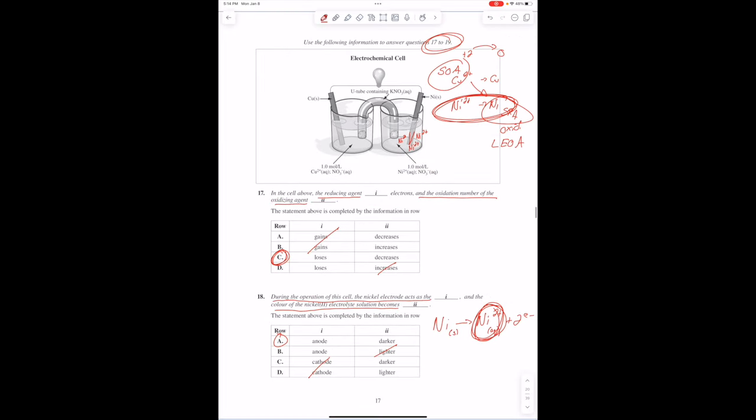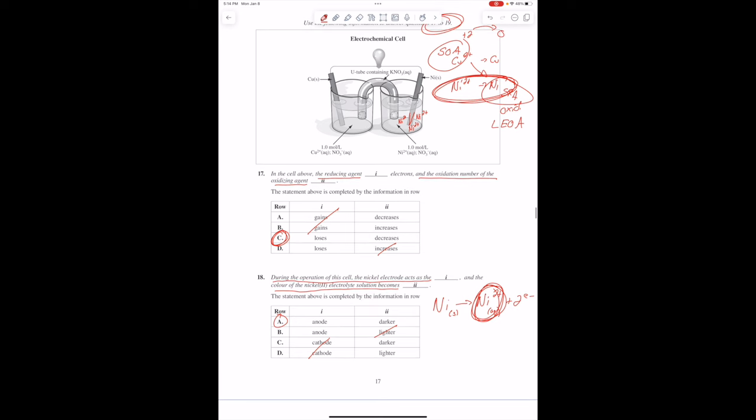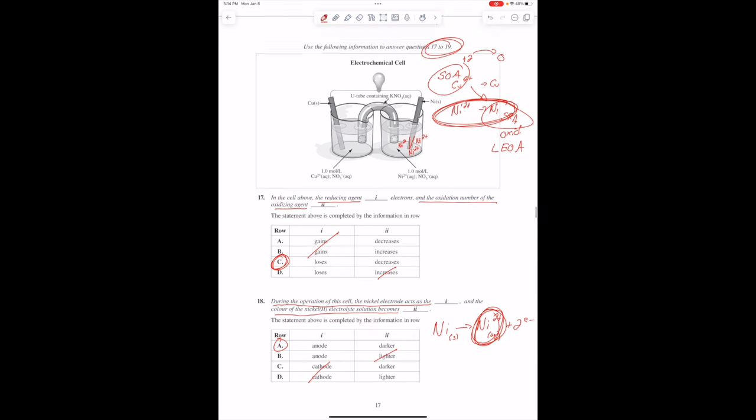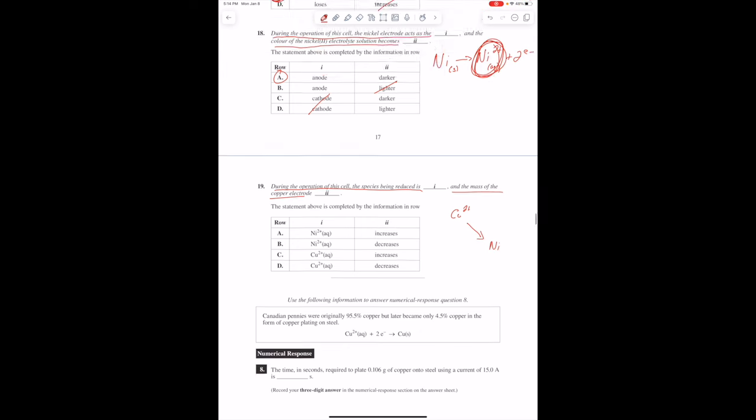During the operation of this cell, the species being reduced is, and the mass of the copper electrode. Okay. So copper 2+, I've got a mess going on here. How am I going to do this so it's nice? I'll just put it on here. Copper 2+ is reacting with nickel. The strongest oxidizing agent is reduced. The species being reduced is copper 2+.